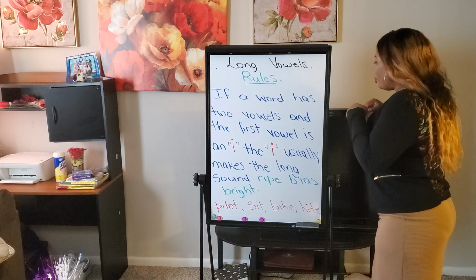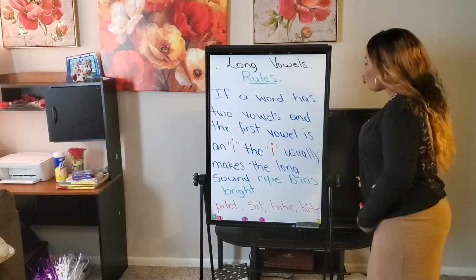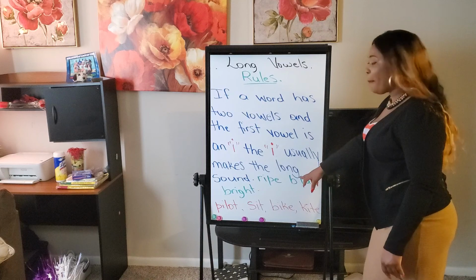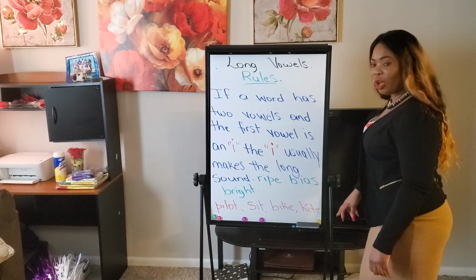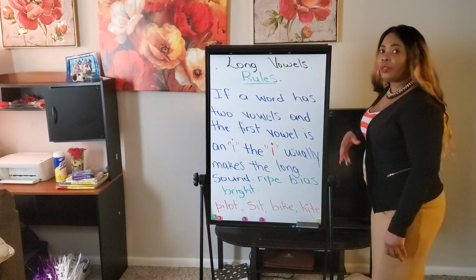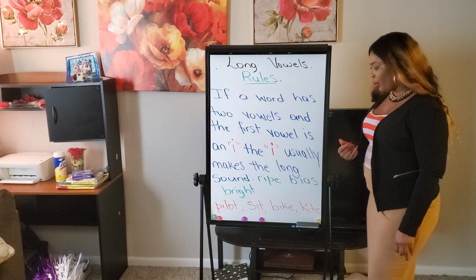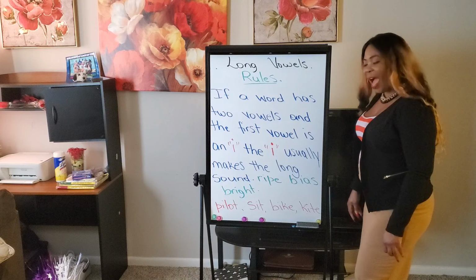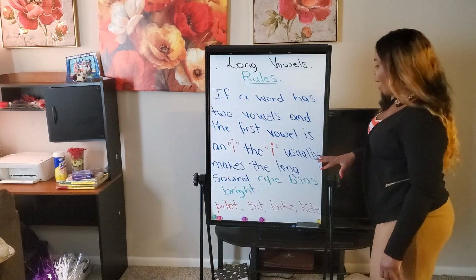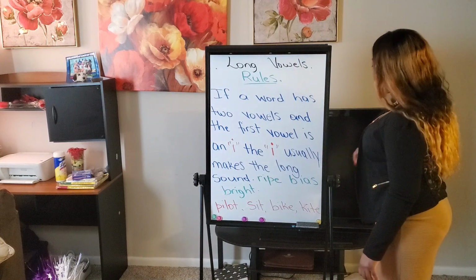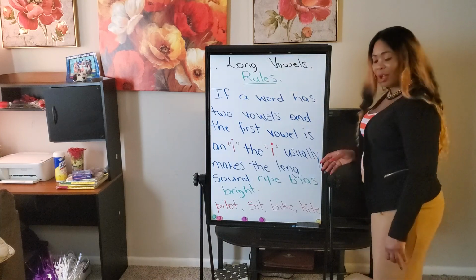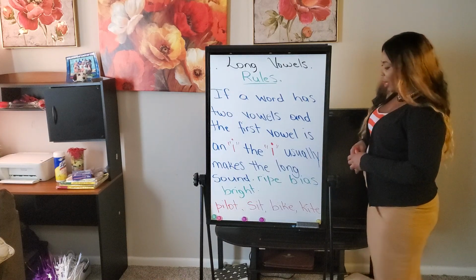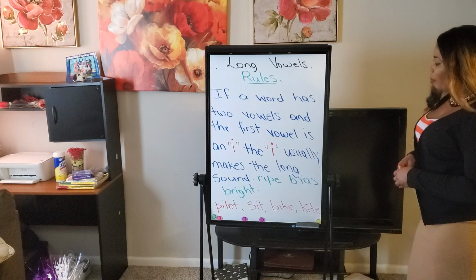All right, let's look at this, guys. So we have bright, ripe, and bias. You hear the long I sound? Remember, the long letters call their own name, okay? So all these are long I sound. We have bright, ripe, bias. Got that? Beautiful.